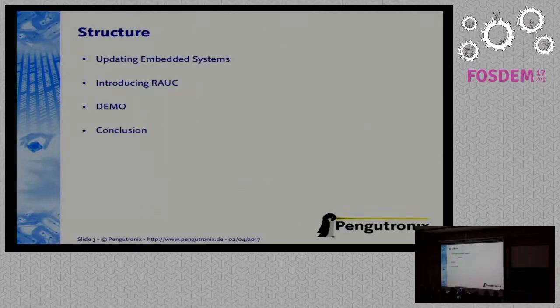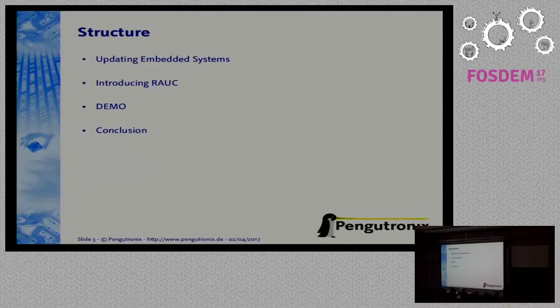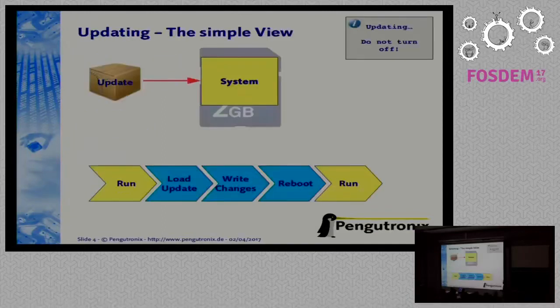So a short structure of the talk. The first chapter will be a bit about general challenges in updating and give a short overview of that. Then I will introduce the Rogue Update tool, and then hopefully the time is not over yet. I'll show a short, live demonstration, so I hope it will work. And at the end, I give a very short conclusion and summary of what you've heard here.